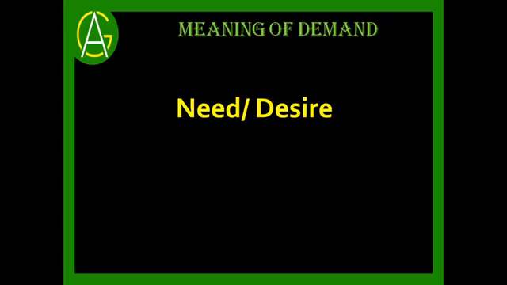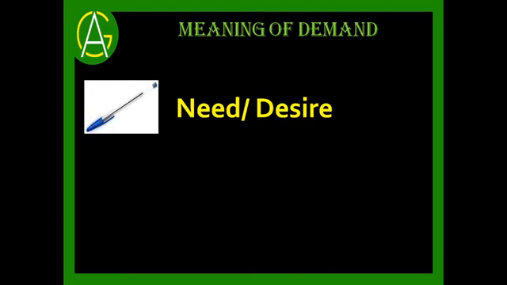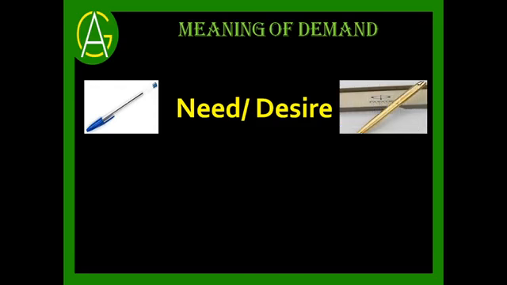If you do not have need of any product or you do not have any desire, in that case the demand cannot take place. Say for example, you want to write something and you need a ball pen for that. So that is considered as a need. If you want to write something but you say that you will not write with a simple pen, but you require a pen worth 500 rupees, Parker pen worth 500. In that case, that is not considered as a need, but it is considered as your desire. So you should have either need or desire.